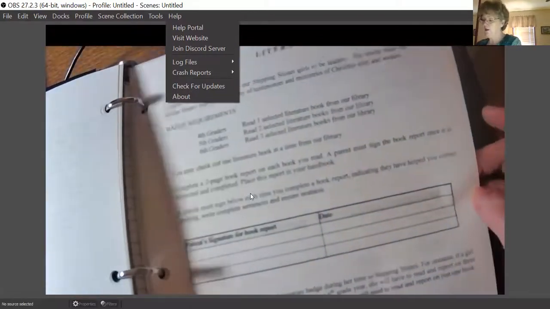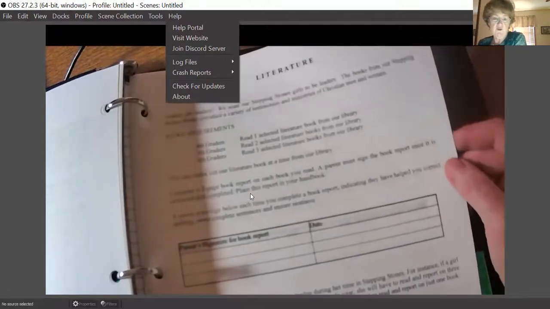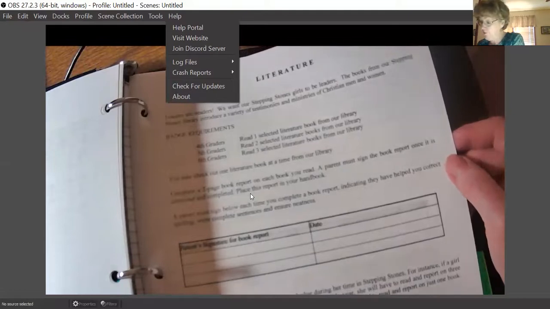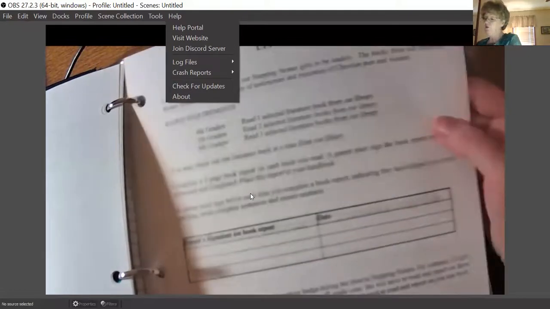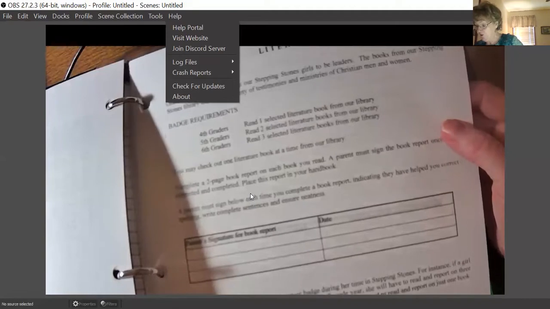For literature, now you can only earn this badge one time in your years in Stepping Stones. They can't earn a literature badge every year. If you work on the badge in the fourth grade, you only have to read one book. In fifth grade, you have to read two books. Sixth grade, you have to read three books.